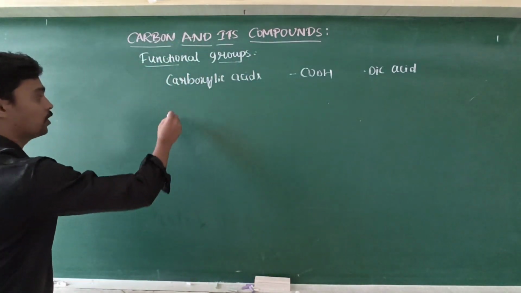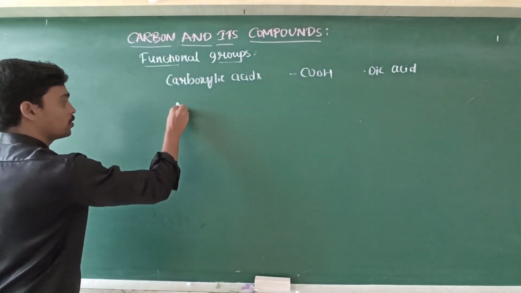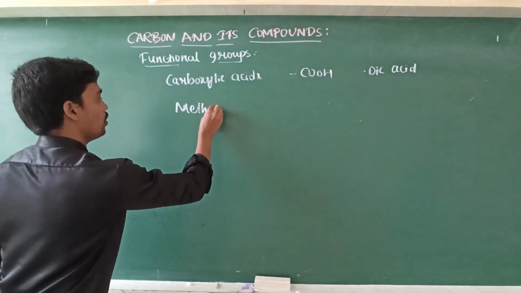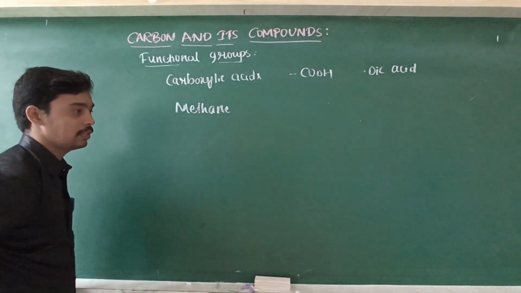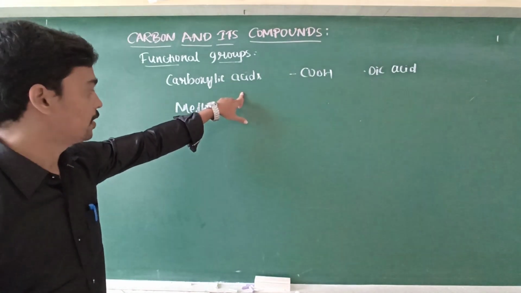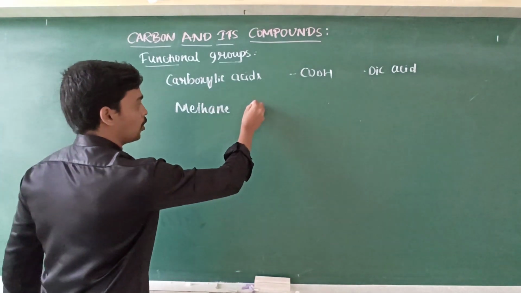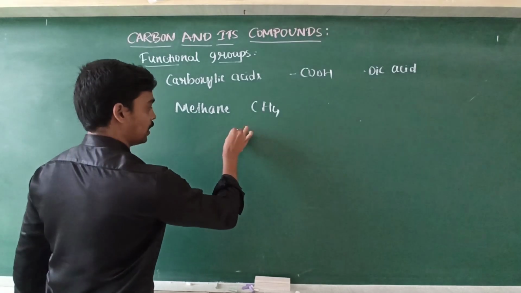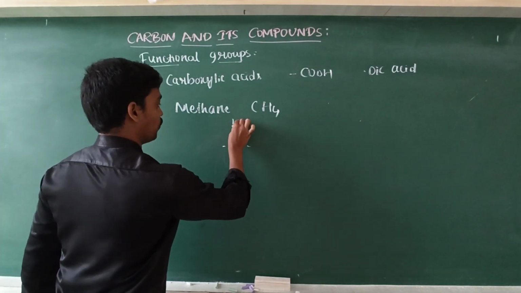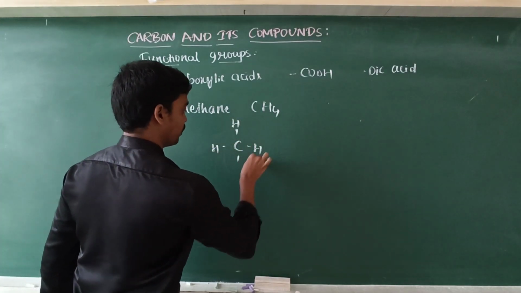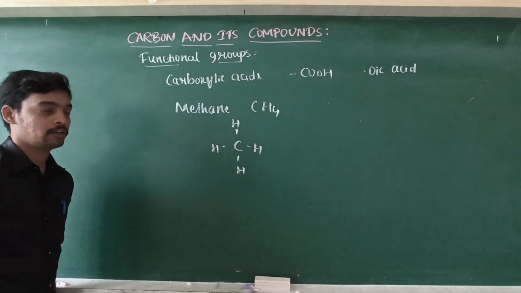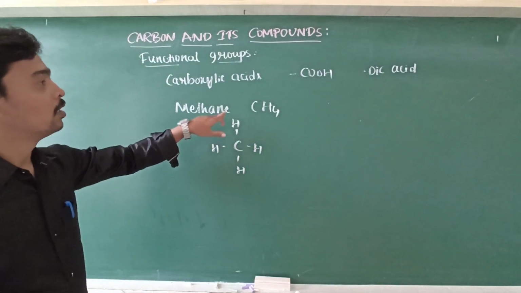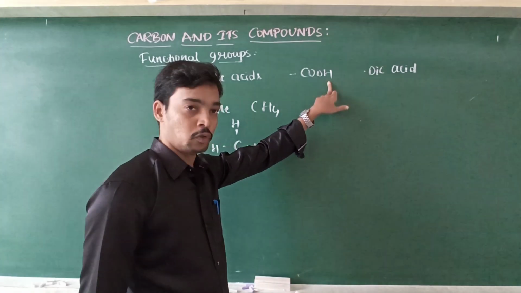For example, the first alkane is methane. How to convert methane into the respective carboxylic acid? Methane has the molecular formula CH4. Here one carbon is bonded with 4 hydrogen atoms. Here we have to add the COOH group.